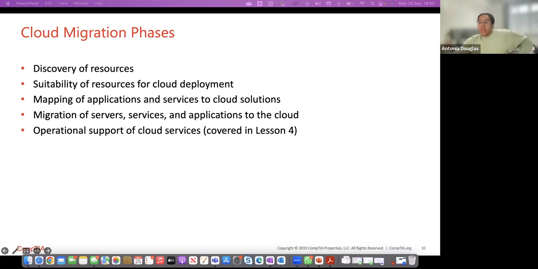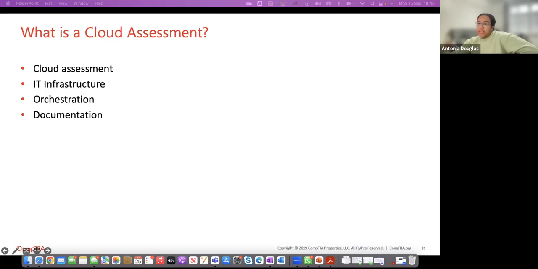We were on cloud migration phases. So let's look at what a cloud assessment is. A cloud assessment is one of the earliest steps in the cloud design process. The purpose of an assessment is to determine which portions of the business are ready for cloud deployment and which need attention before migrating.